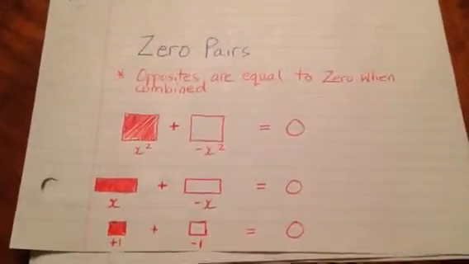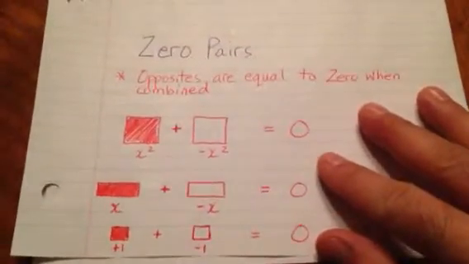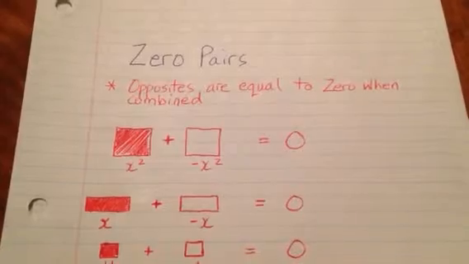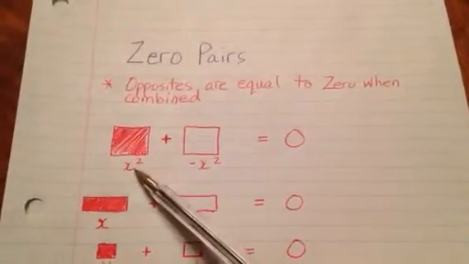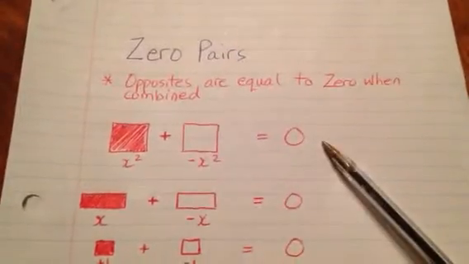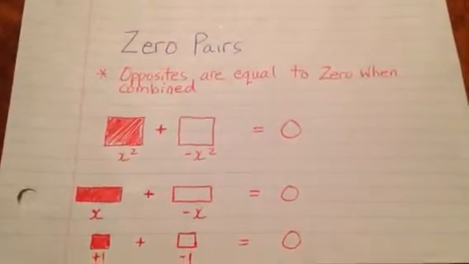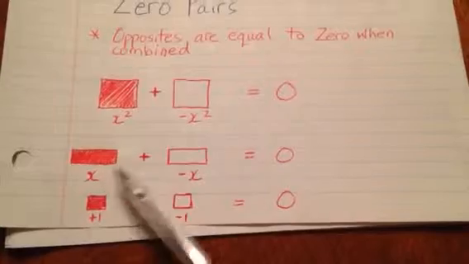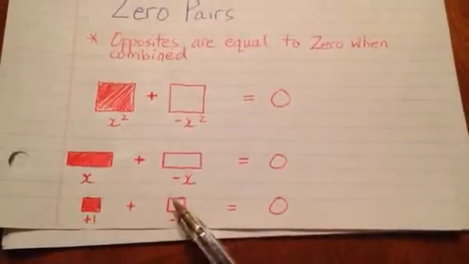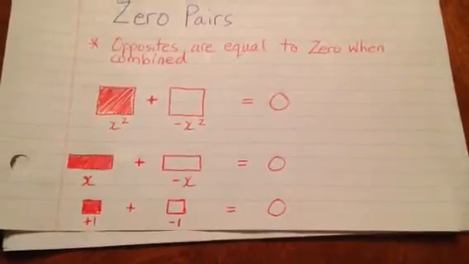Okay? So, before we continue, we also have to remember what zero pairs means. Opposites are equal to 0 when they are combined. So, for example, a positive x squared and a negative x squared, when you put them together, they are a 0 because they cancel each other out. They're opposite. Same with a positive x and a negative x, they equal 0 when combined, and a positive 1 and a negative 1 will equal 0 when combined.